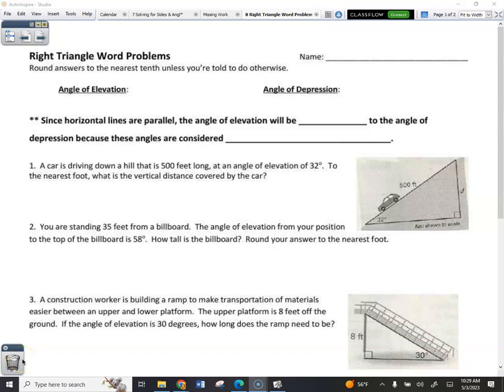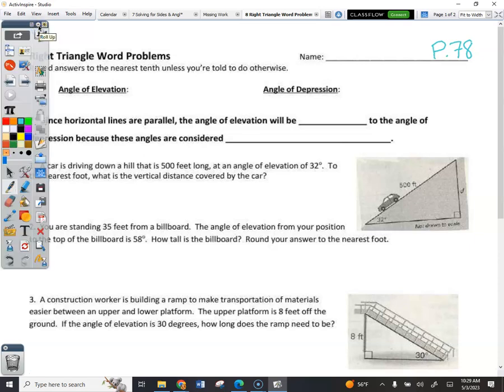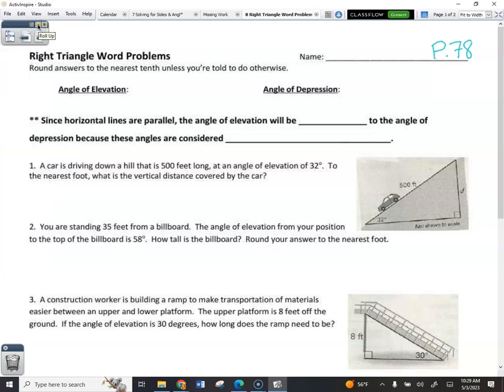Page 78. Okay, wait a minute. You can't see the color of it. I'll change to a different color so that you can see it now. 78.